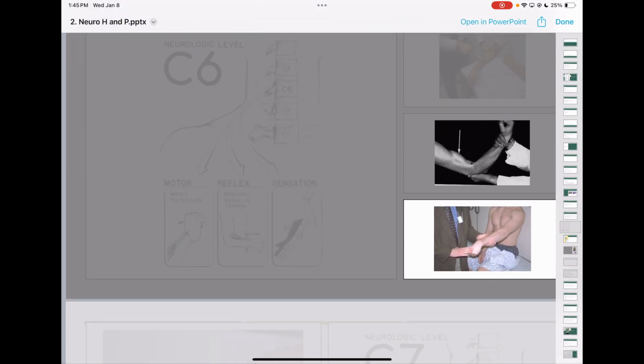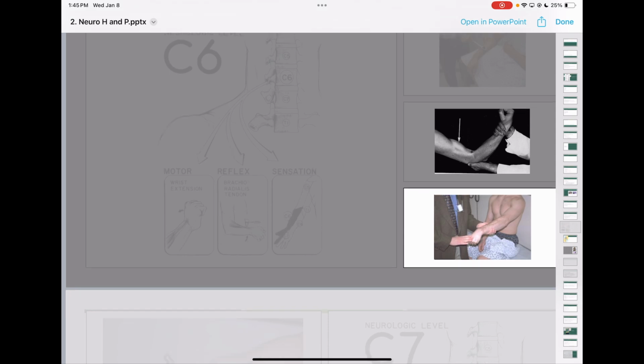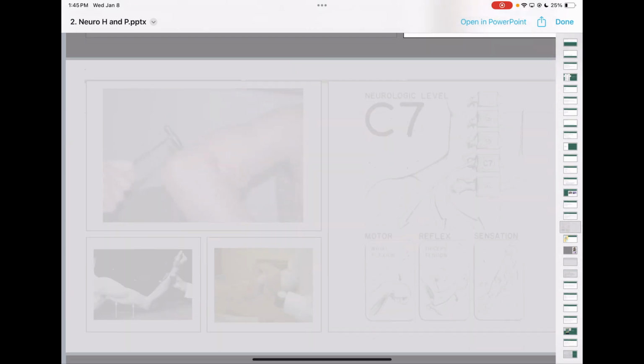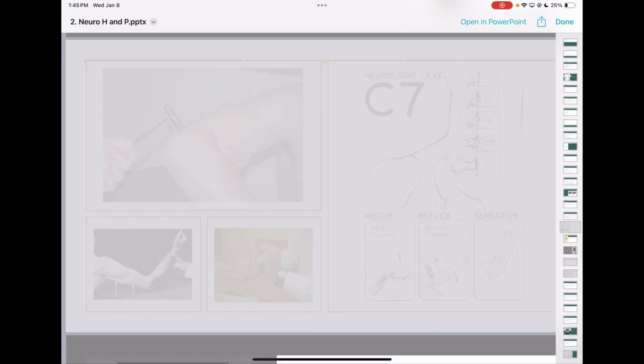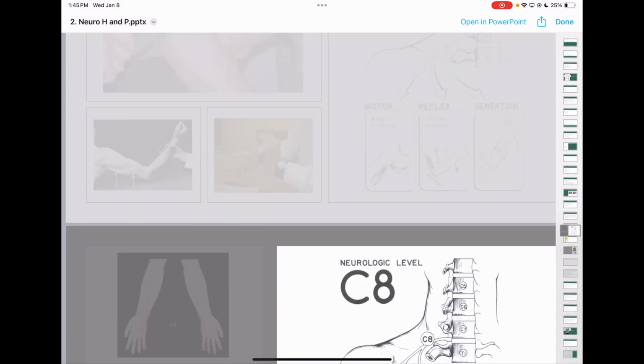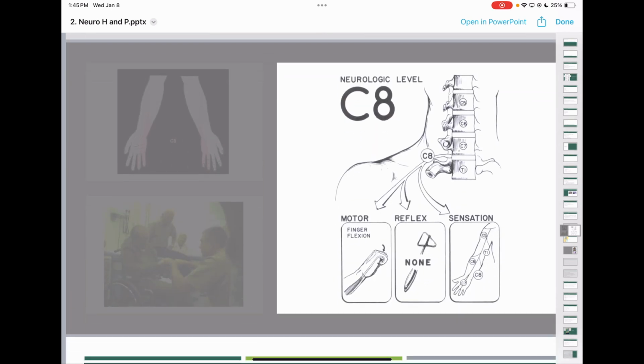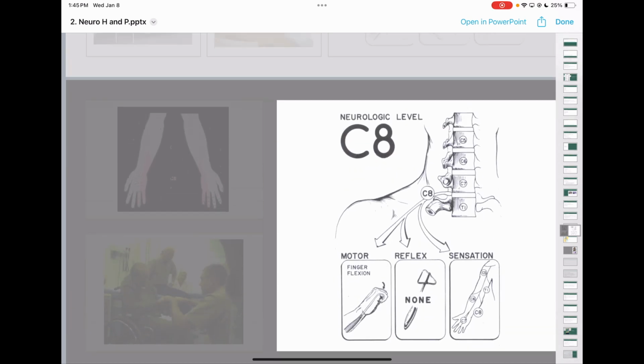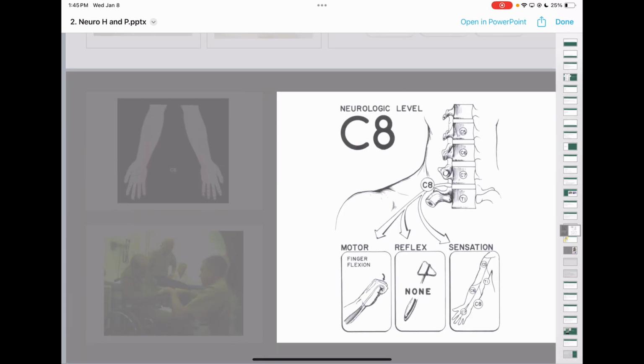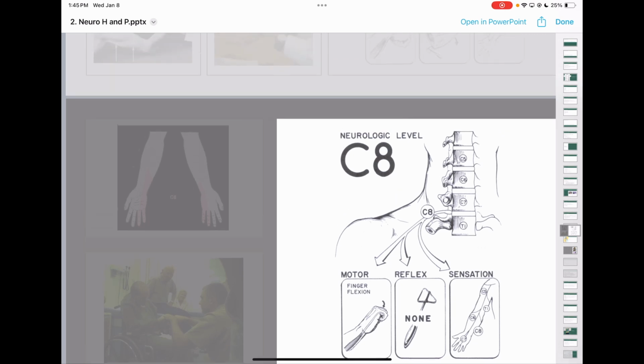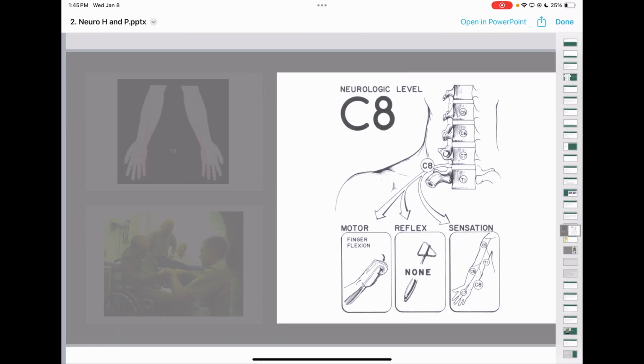So C6, wrist extension. The reflex is there. I can't see it on my end. C7, same thing. Just make sure you know what muscle and reflex is used for each of these muscle groups. Here's C8, finger flexion. There really is no reflex for that.